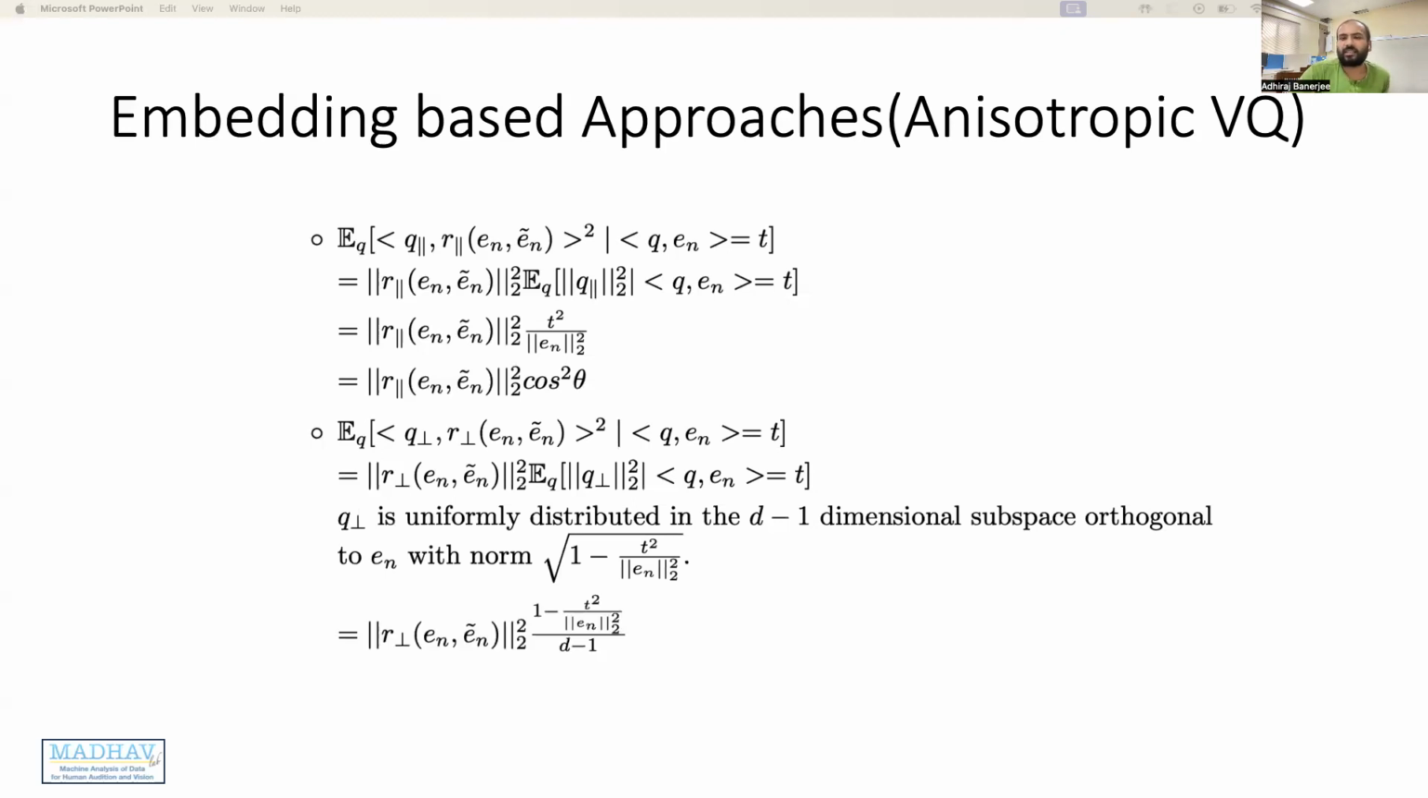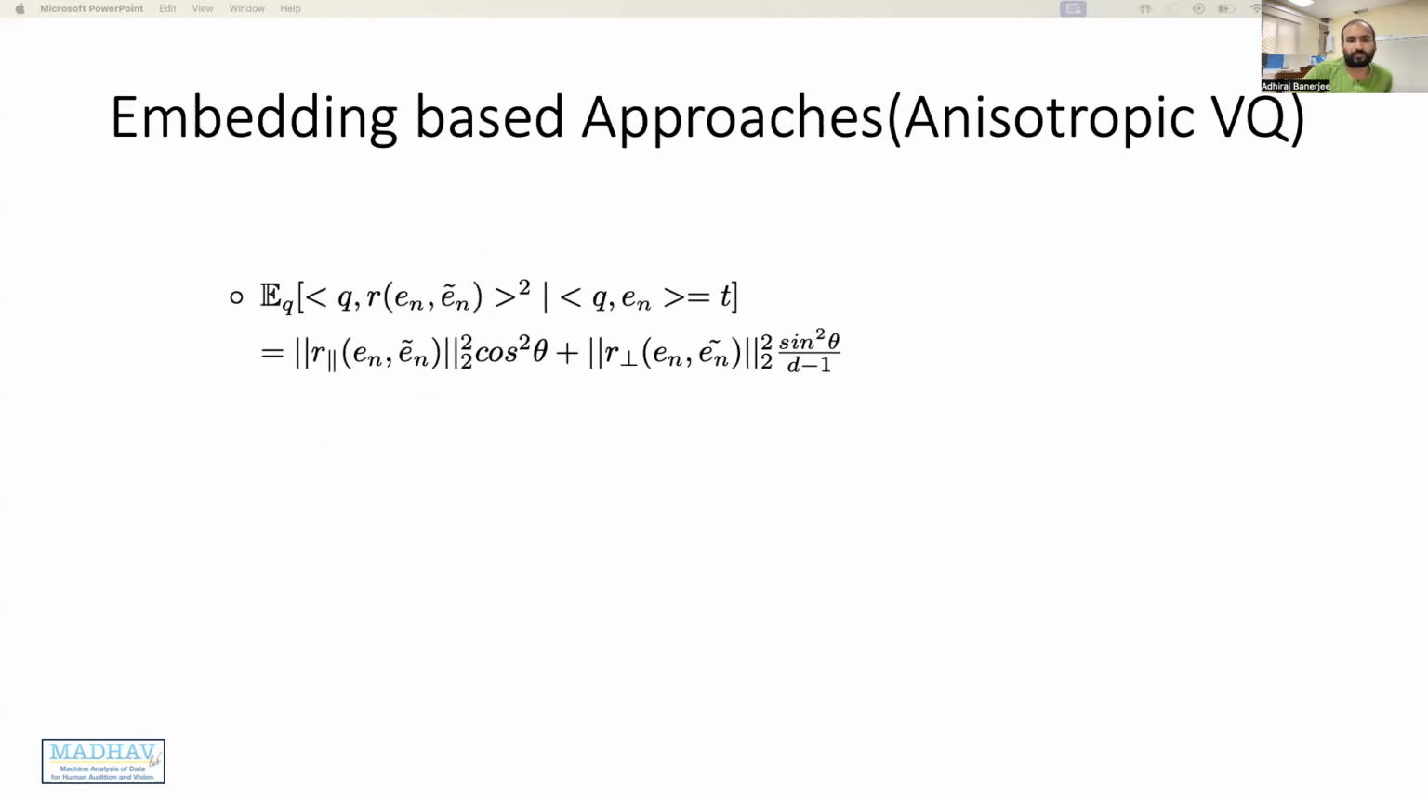Hence, the expectation is then the norm squared of the perpendicular component of the query multiplied by 1 over d-1, as the perpendicular component of the query is uniformly distributed in the d-1 dimensional subspace orthogonal to embedding en. We can write this norm in terms of theta as sine squared theta divided by d-1, given the definition of t. Hence, now we have an expression for the conditional expectation term in our integral.